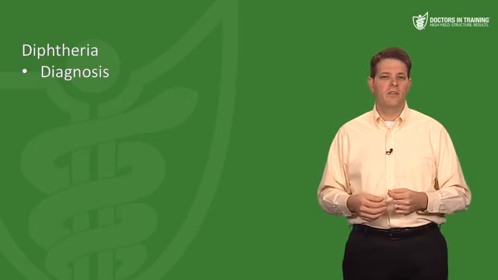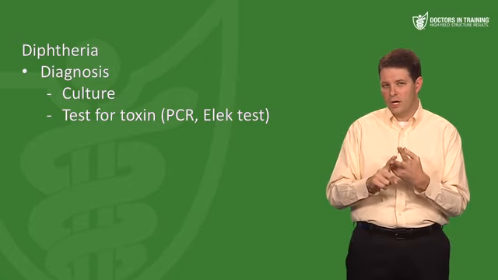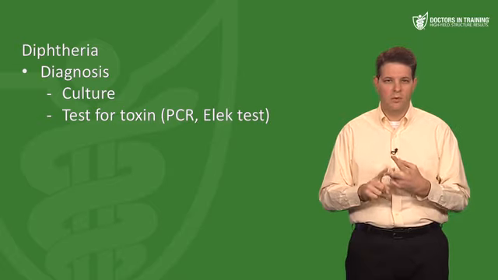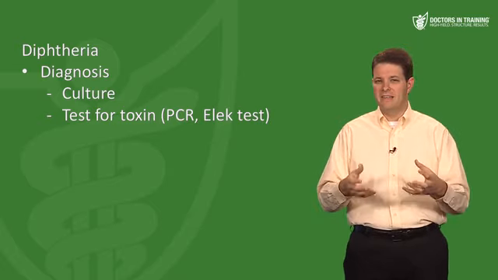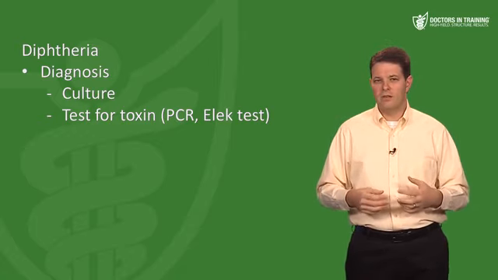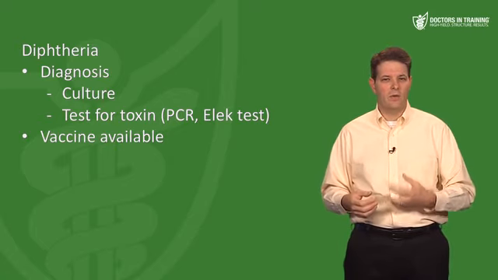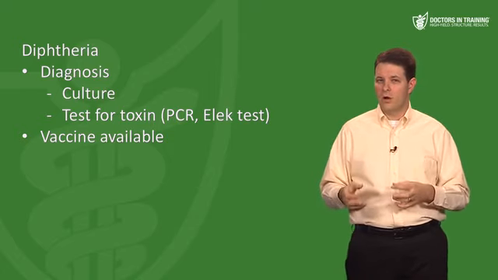Making the diagnosis of diphtheria requires both a positive culture and proof of toxin production, either by PCR or a test called the Elek test, which is where you put a special filter paper on the culture medium and then the toxin precipitates out on that paper. Now, we don't see diphtheria very often in the U.S. anymore because we immunize children against it. This is the D in the DTaP vaccine or the DPT vaccine. But diphtheria is not uncommon in other parts of the world.